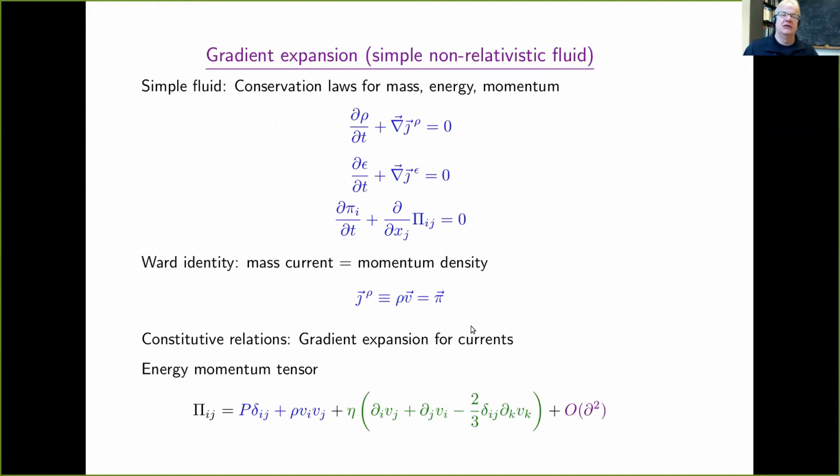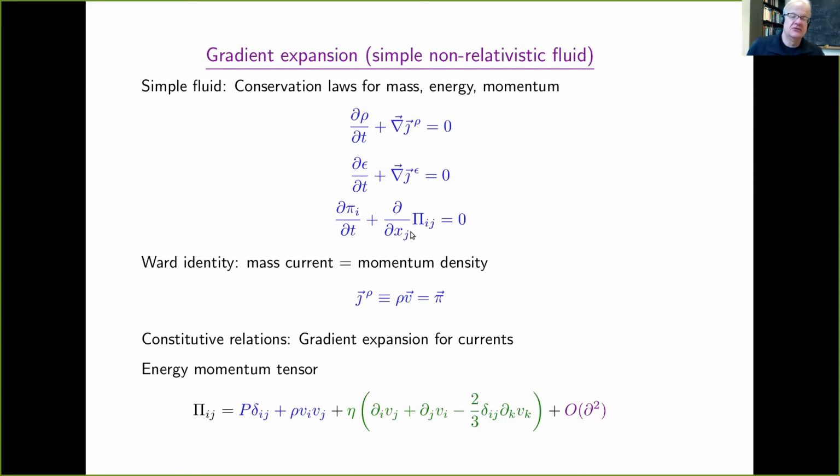So here again, these are the hydrodynamic equations for an ordinary one-component fluid, non-relativistic, like the Unitary Fermi Gas. We have conservation of mass, we have conservation of energy, and we have conservation of momentum. And each one of those is associated with a conserved current. So the mass current, the energy current, and the momentum current.